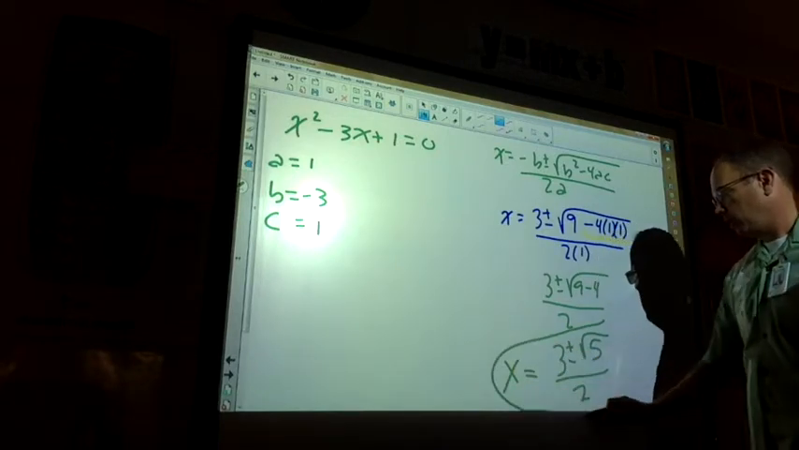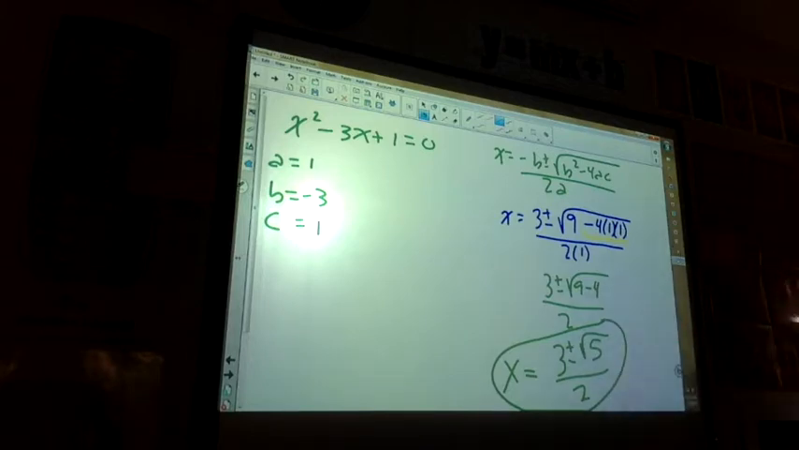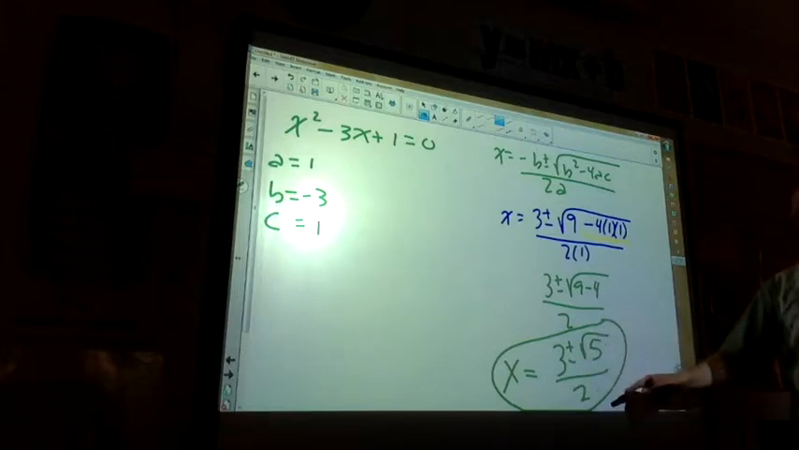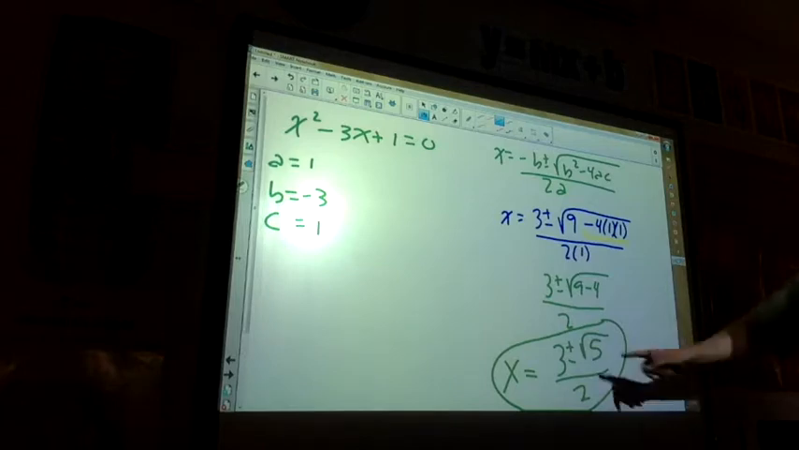There's my answer. There's nothing to reduce. It's done. How many answers is this? 2. It's 2. 3 plus root 5 divided by 2, 3 minus root 5 over 2. If you see this plus minus, that means you have 2 answers.